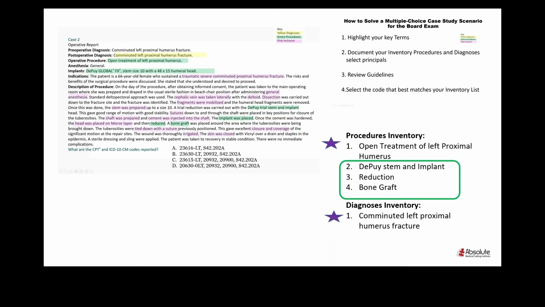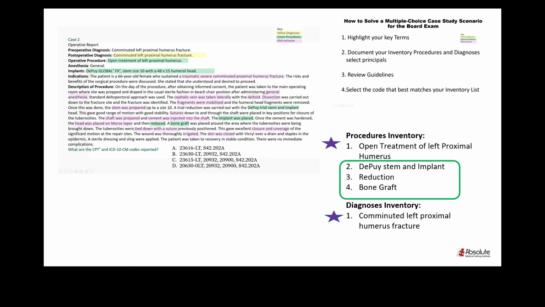And we also have these three steps which were also performed. We have a reduction performed. You all know that reduction is a kind of manipulation of a fracture, and that is integral to the fracture treatment, right, coders? So a reduction and a fracture treatment are integral to each other. So we are only going to code for the fracture treatment, and we are not going to code for a reduction separately. And also we have a bone graft and a Depuy stem and implant.